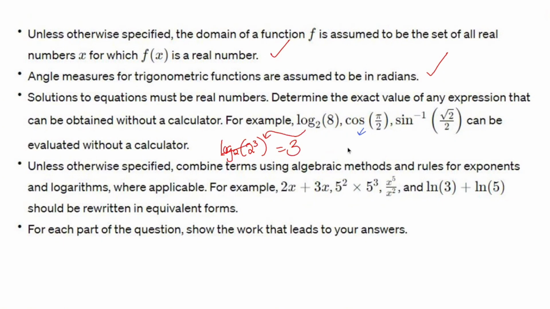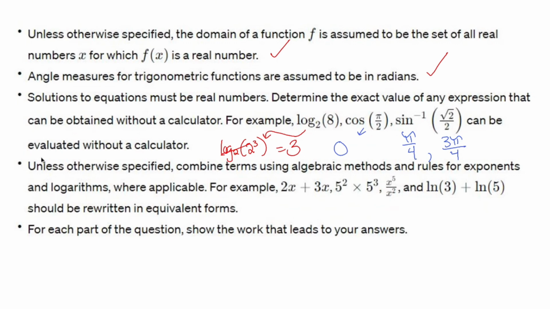Cosine of pi over 2 is the x value of pi over 2, which is 0. You can simplify that. And the inverse sine of root 2 over 2 is the y value where you get root 2 over 2, which is pi over 4 and 3 pi over 4. So you can do those, guys. Don't leave your answers looking like that if you can keep going.